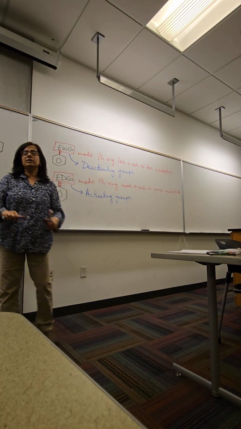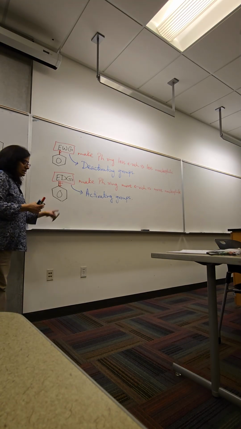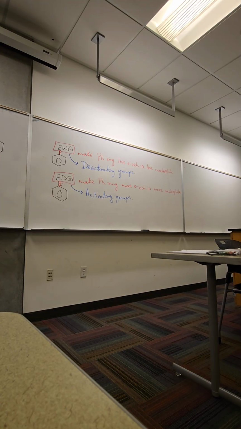The point I'm trying to make here is, if the group that is already on benzene is an electron withdrawing group, it deactivates the benzene towards the electrophile. The reaction goes slower. But if the group is an electron donating group, it activates the ring to react with the electrophile. The reaction goes faster. Make sense, everybody? Yes? Okay.